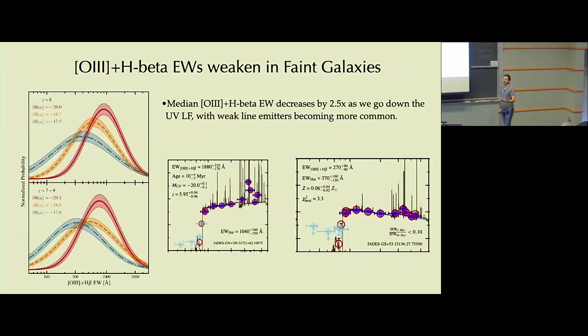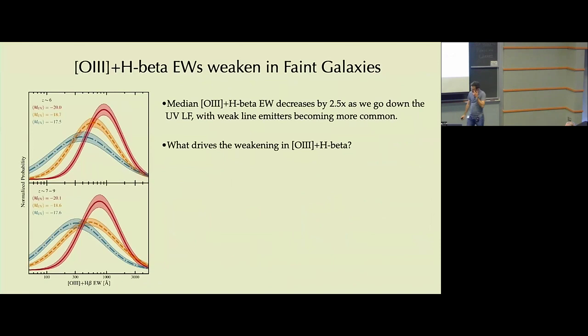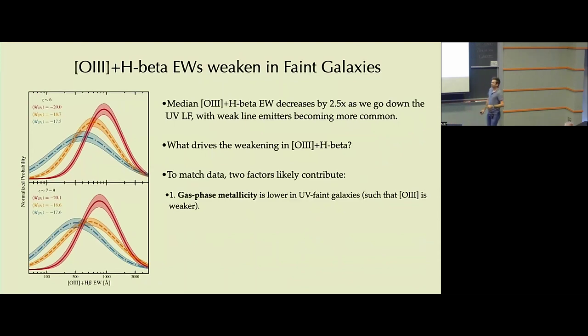Okay, the median oxygen-3 H beta equivalent width is decreasing by a factor of 2.5 as we go down the luminosity function, with these weak line-emitting galaxies becoming more common. Okay, so what is driving this weakening in oxygen-3 and H beta? We think there are two factors contributing. One is the gas phase metallicity, decreasing as we go to these extremely faint objects on average, such that oxygen-3 is weaker. Okay, that will make oxygen-3 weaker. It's not going to make H-alpha weaker.